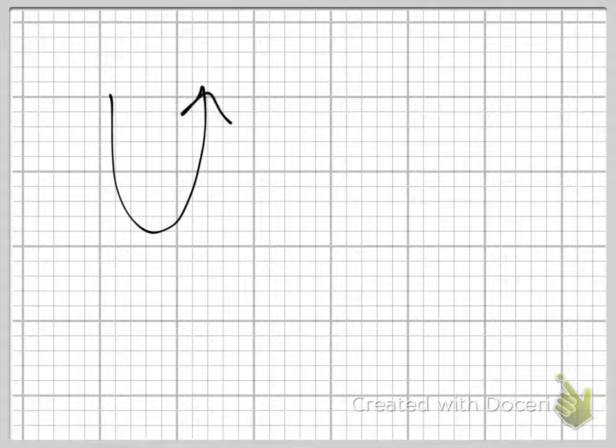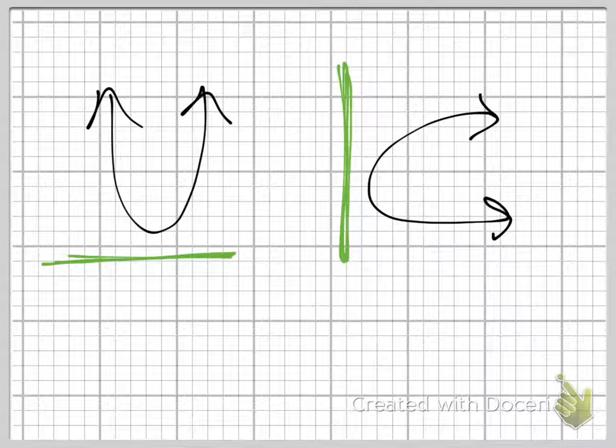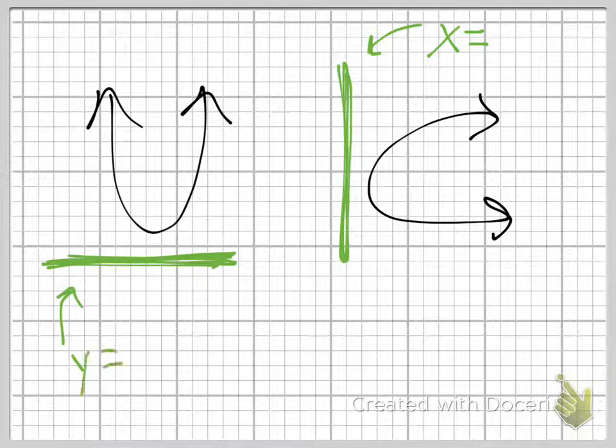Your directrix is always a line, and it's always outside the parabola. So we'll use green. Now, with horizontal parabolas, you'll notice your directrix is a vertical line. Vertical lines are x-equals lines. On a vertical parabola, you have a horizontal line. Horizontal lines are y-equals lines. So your directrix is always going to be x equals something or y equals something, and it's always going to be outside the parabola.